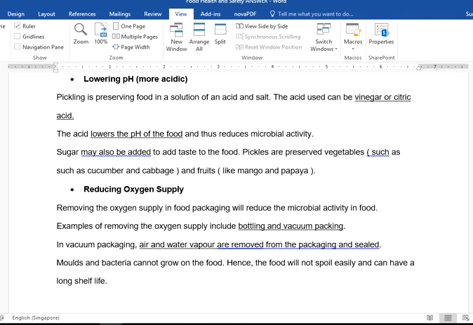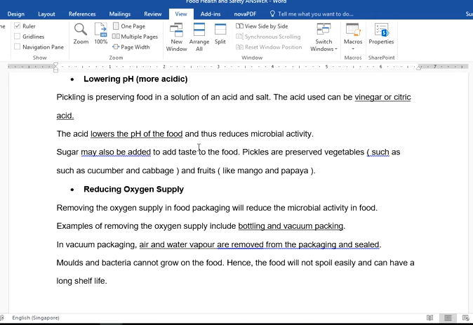Okay, we continue. Basically, lowering pH means the addition of an acid and salt. Usually the acid here will be vinegar or citric acid, because the acid will lower the pH of the food, and we already know that bacteria pretty much like neutral pH, like pH 6 to pH 7. So they don't really like a very acidic pH level. By adding acids like vinegar and citric acid to your food, it will really reduce microbial activity.